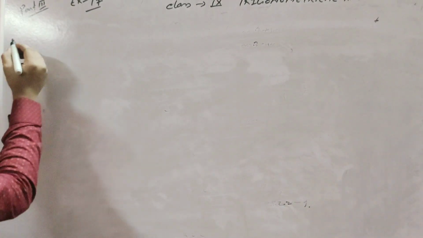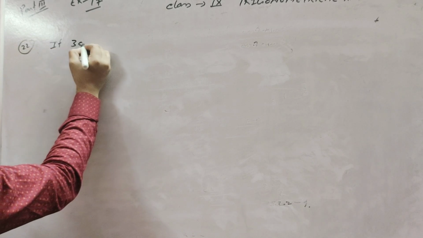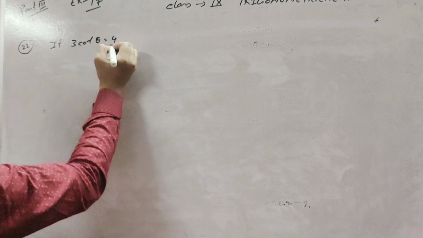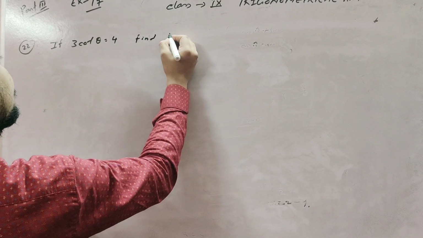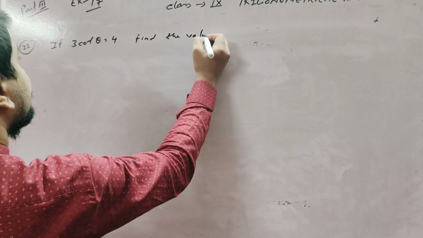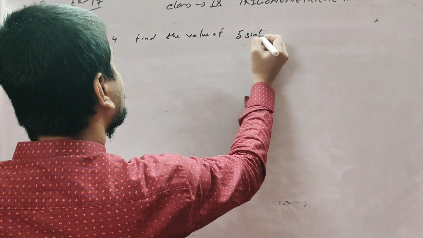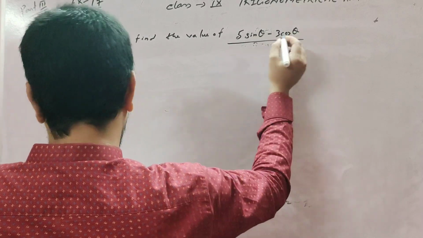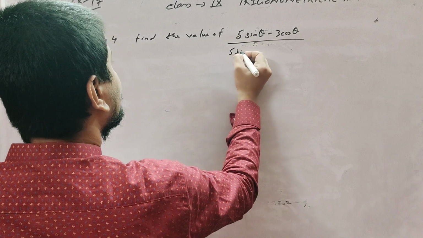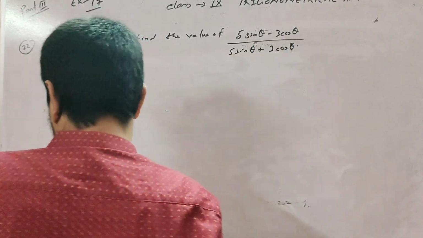Now time for question number 22. If 3 cot theta is equal to 4, find the value of (5 sin theta minus 3 cos theta) by (5 sin theta plus 3 cos theta).